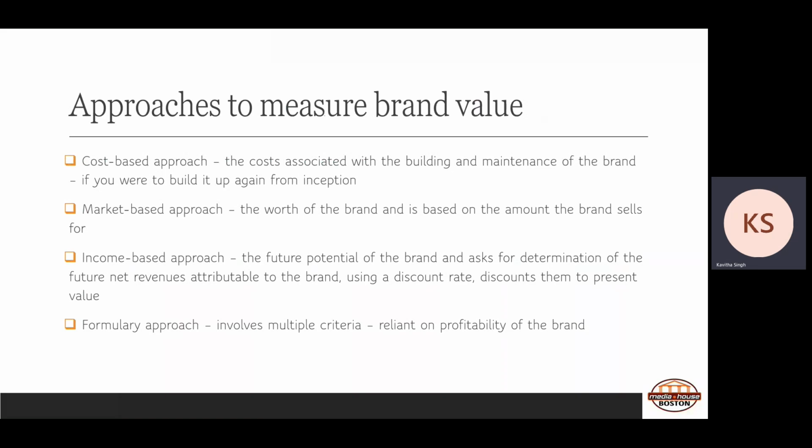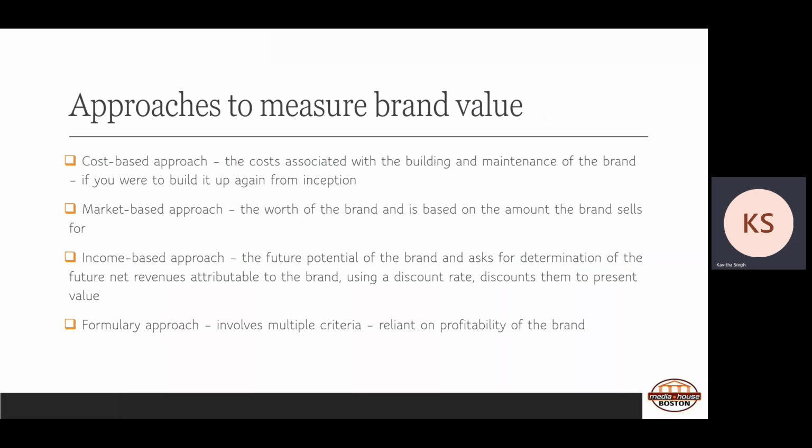So the cost-based approach is the costs associated with building and maintenance of the brand. If you were to start right at the beginning and build it up again from inception to where the brand is now, the cost of that would be the cost-based approach. The market-based approach determines the worth of the brand and is based on the amount the brand sells for. So this is in the market and how much they're actually selling. What is the sales that they're making? Income-based approach, so the future potential of the brand, asks for determination of future net revenues attributable to the brand using a discount rate, discounts them to present value. So what you do is, this is also accounting concepts.